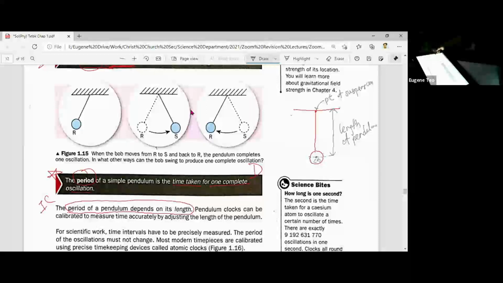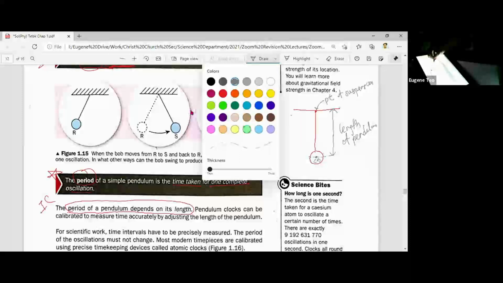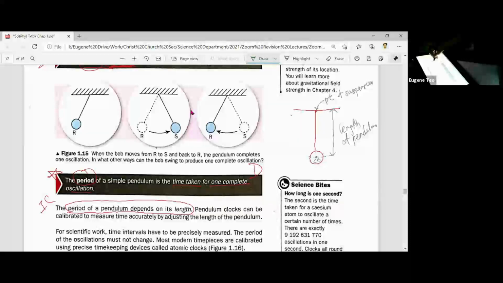So for some of you, when you measure the length of the pendulum, some of you measure wrongly. I know some of you measure from this part all the way only up to here. So this is wrong. This is not the length of the pendulum. It's actually from the point of suspension all the way down to the center of gravity. That's the length you should be measuring. So do take note. I'd like you to put a star here: the period of the pendulum depends on its length.